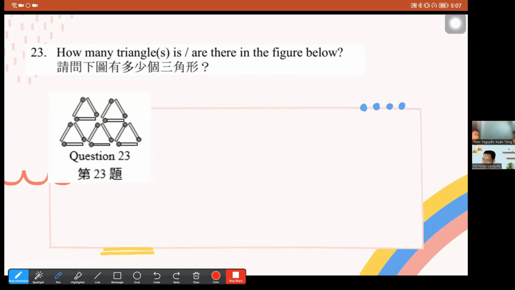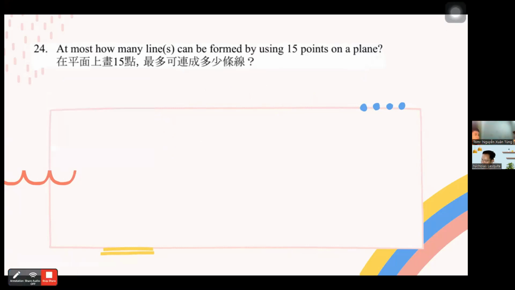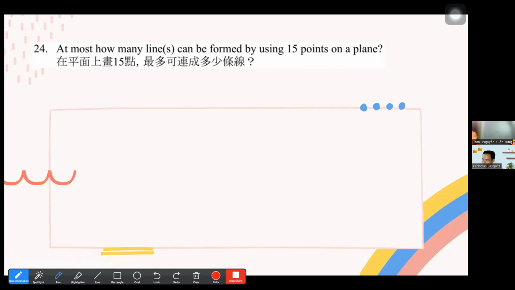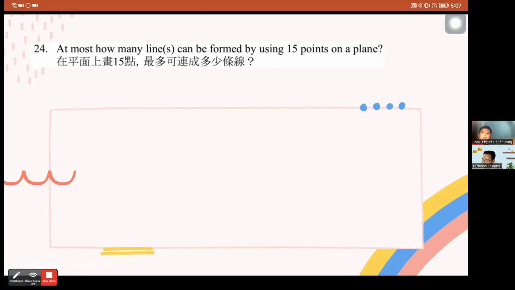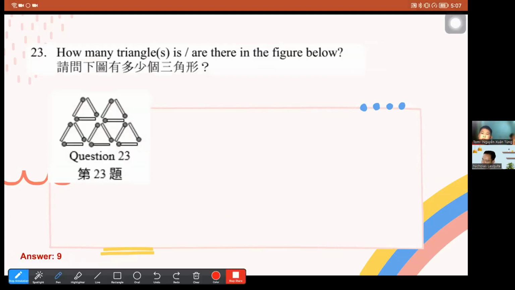Okay, let's have number 24. At most, how many lines can be formed by using 15 points on a plane? Sorry, sir, can I see again the 23 solution? The answer here is 9. So that is 7 plus 2. The 7 is the small triangles, and these are the big ones.